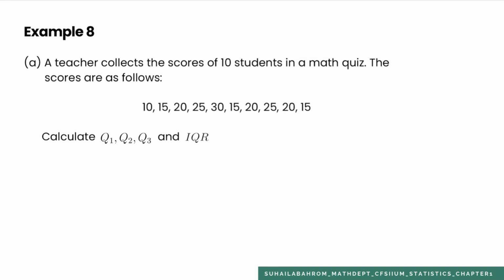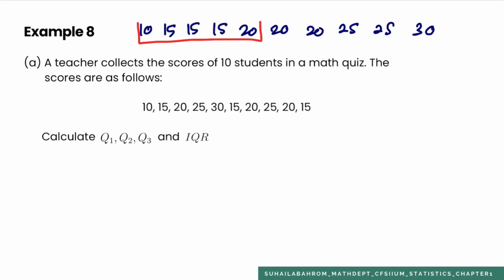Let's look at this example. A teacher collects the scores of 10 students in a maths quiz. The scores are as follows. First things first, you have to arrange the data in ascending order. So we have 10, 15, 15, 15, 20, 20, 20, 25, 25, and 30. Since the data is an even number, we can divide it into 5 and 5. The first 5 data, 1, 2, 3, 4, 5, are our lower half, and the last 5 data are the upper half.